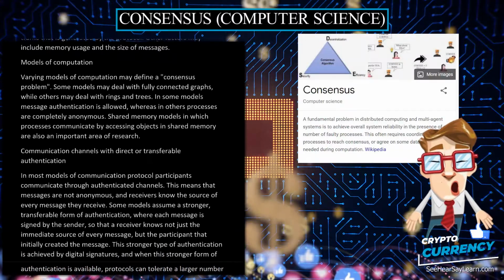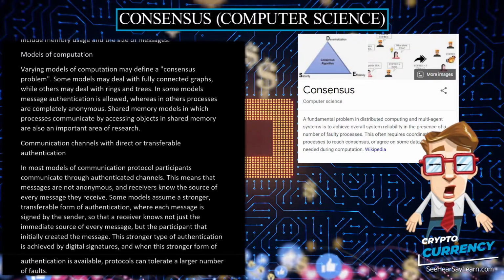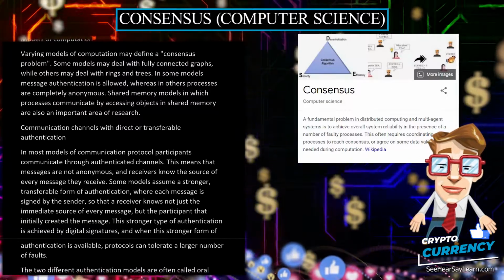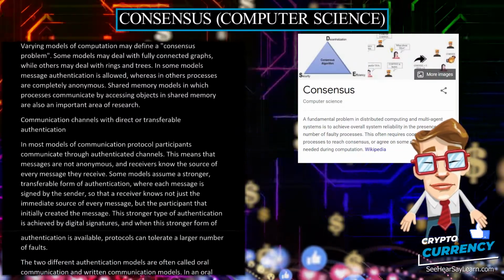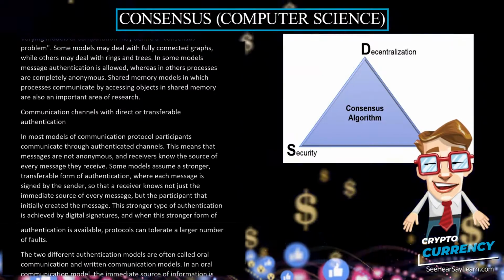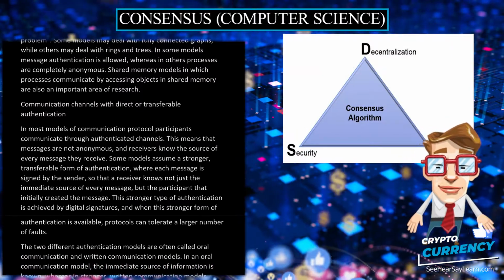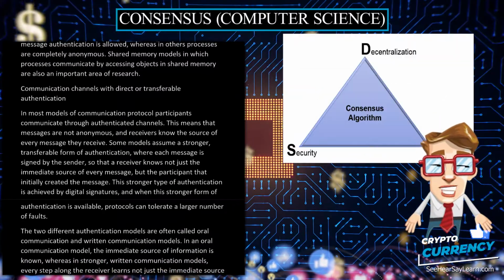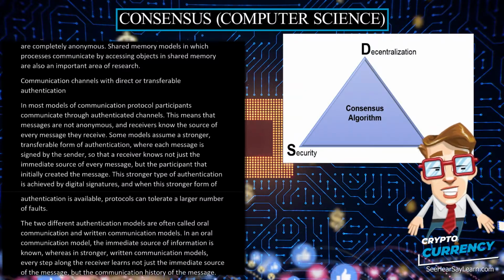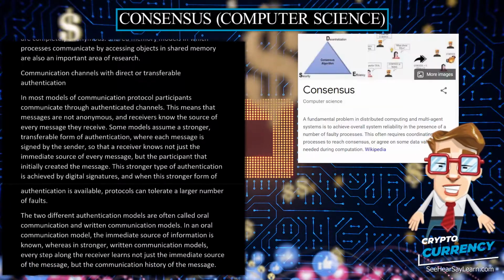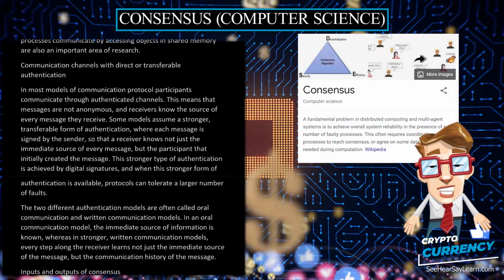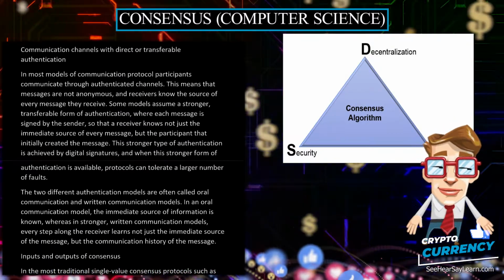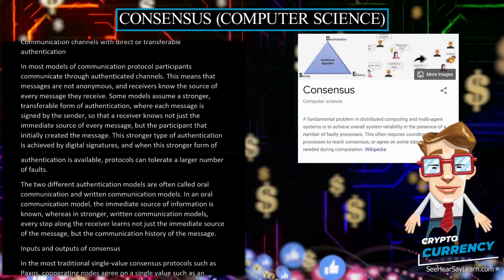Communication channels with direct or transferable authentication. In most models of communication protocol, participants communicate through authenticated channels. This means that messages are not anonymous, and receivers know the source of every message they receive. Some models assume a stronger, transferable form of authentication, where each message is signed by the sender, so that a receiver knows not just the immediate source of every message, but the participant that initially created the message. This stronger type of authentication is achieved by digital signatures, and when this stronger form of authentication is available, protocols can tolerate a larger number of faults.